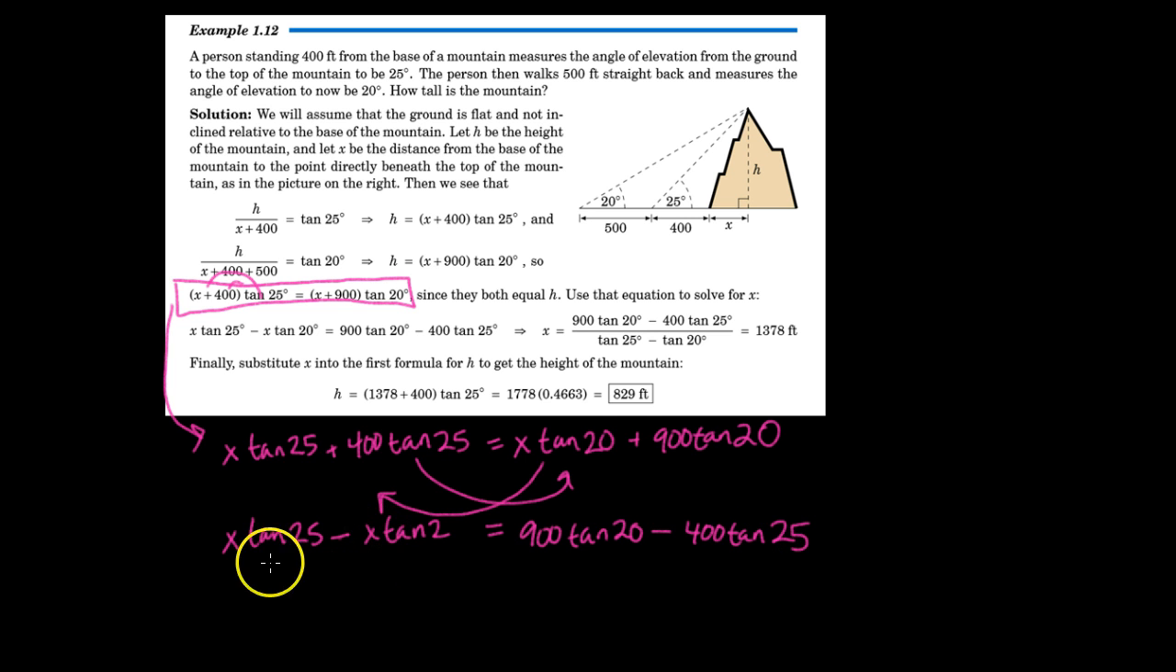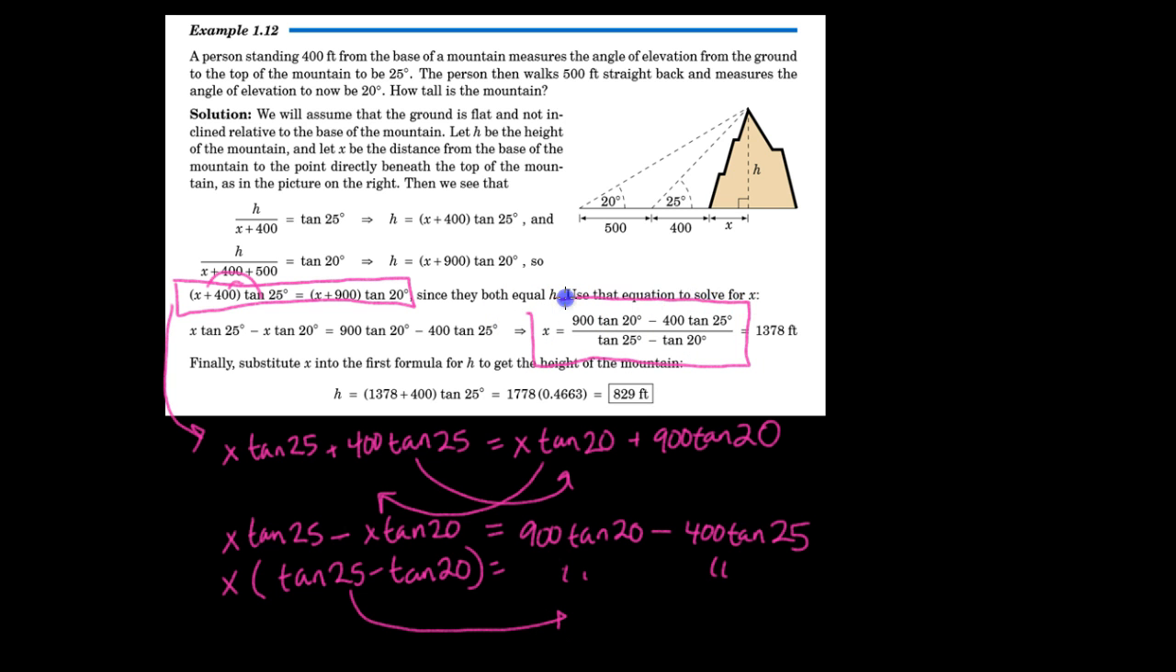Okay, so the trick with this, and this is always one of the hardest algebra problems for students, is to factor out that x. So now you have x times tan 25 minus tan 20 equals all of this, right? I'm just going to do ditto. And so now you can see if you bring this over down below to the other side, you're left with this equation, which I'm not going to write out, but that's what you get.